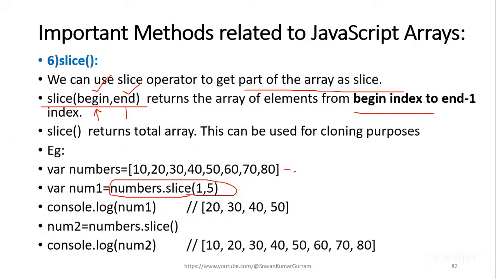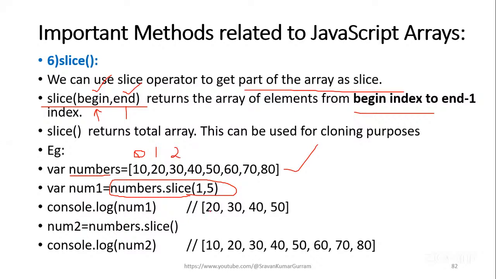So this is our array: 10, 20, 30, 40, 50, 60, 70, 80. Now I want to get a slice of the array, nothing but part of the array. Simply numbers dot, the array name is numbers, right? So we need to write that array name dot slice(begin, 1). Begin one means index one. The start element index is 0, the second element index is 1, and the third element index is 2 and so on. This is the common method.